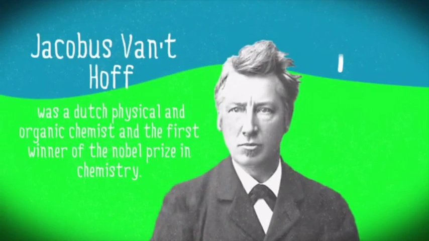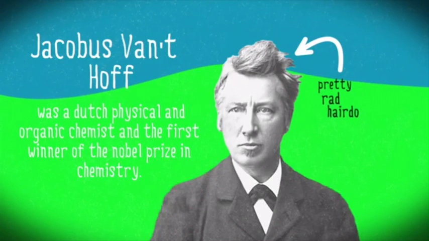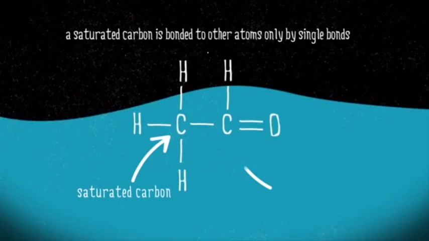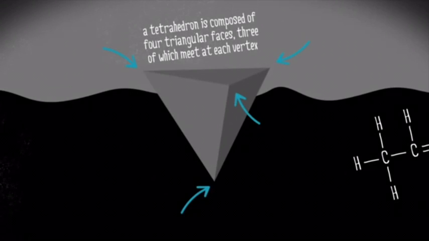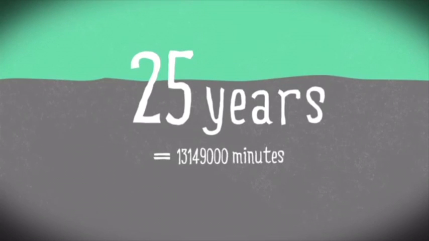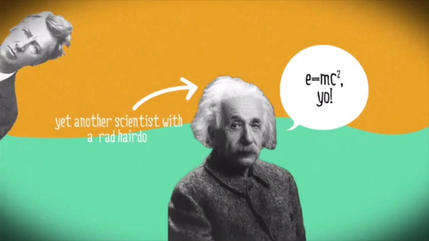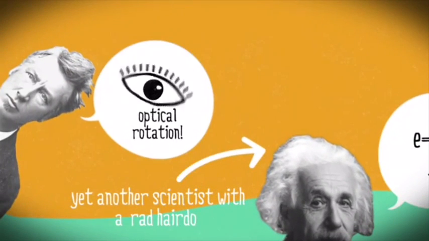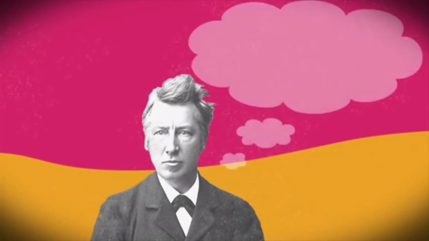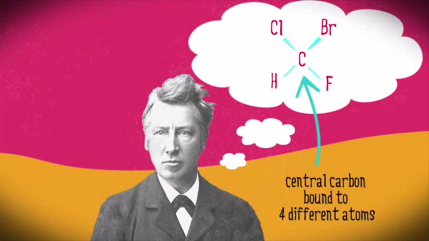In 1874, the chemist Van 't Hoff published a remarkable hypothesis. The four bonds of a saturated carbon atom point to the corners of a tetrahedron. It would take over 25 years for the quantum revolution to theoretically validate his hypothesis, but Van 't Hoff supported his theory using optical rotation. Van 't Hoff noticed that only compounds containing a central carbon bound to four different atoms or groups rotated plane polarized light. Clearly, there's something unique about this class of compounds.